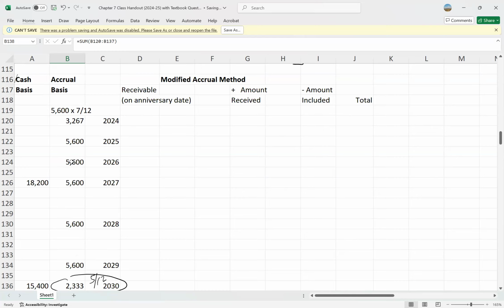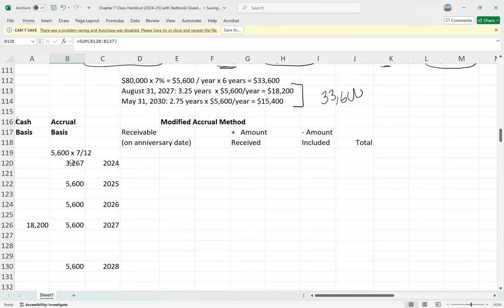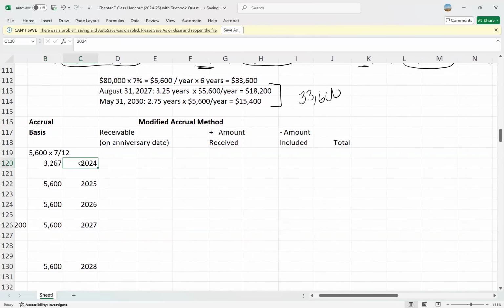Let's talk about this modified accrual method. Now, the modified accrual method will be a bit of a benefit if the investment contract is structured sort of the right way. So let's look at 2024. The way the modified accrual method works is in the first column, we determine whether there's an anniversary date in that year. So if we think about 2024, when is the first anniversary? The first anniversary is not till 2025. So in 2024, we do not have an anniversary date. So there's nothing receivable because there's no anniversary date.